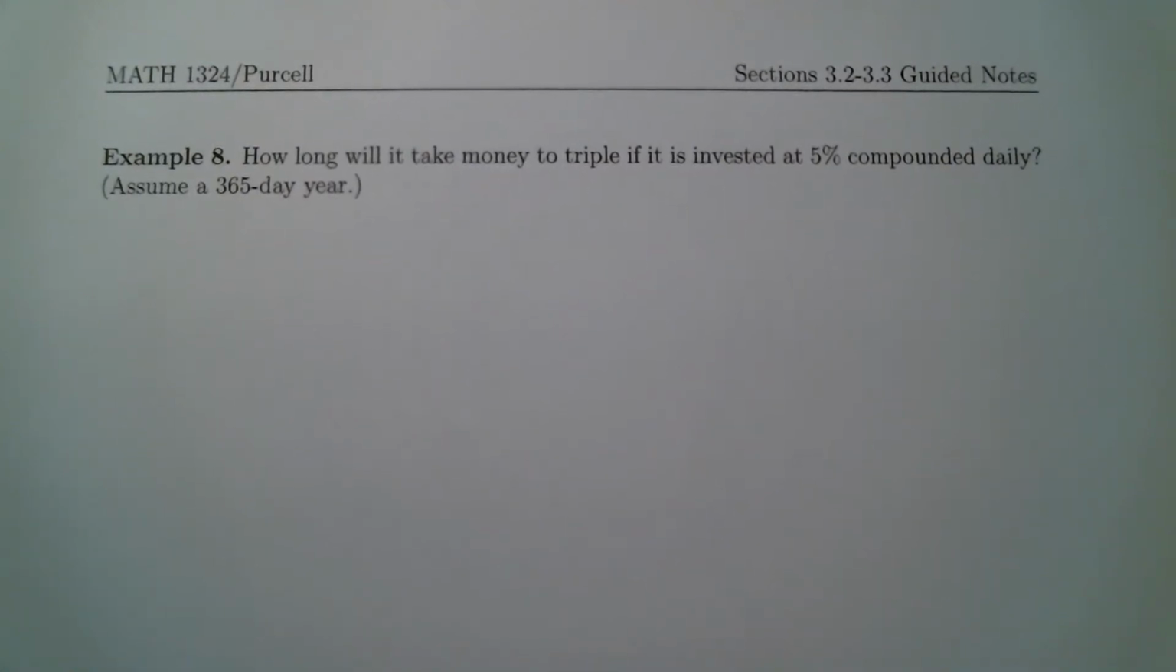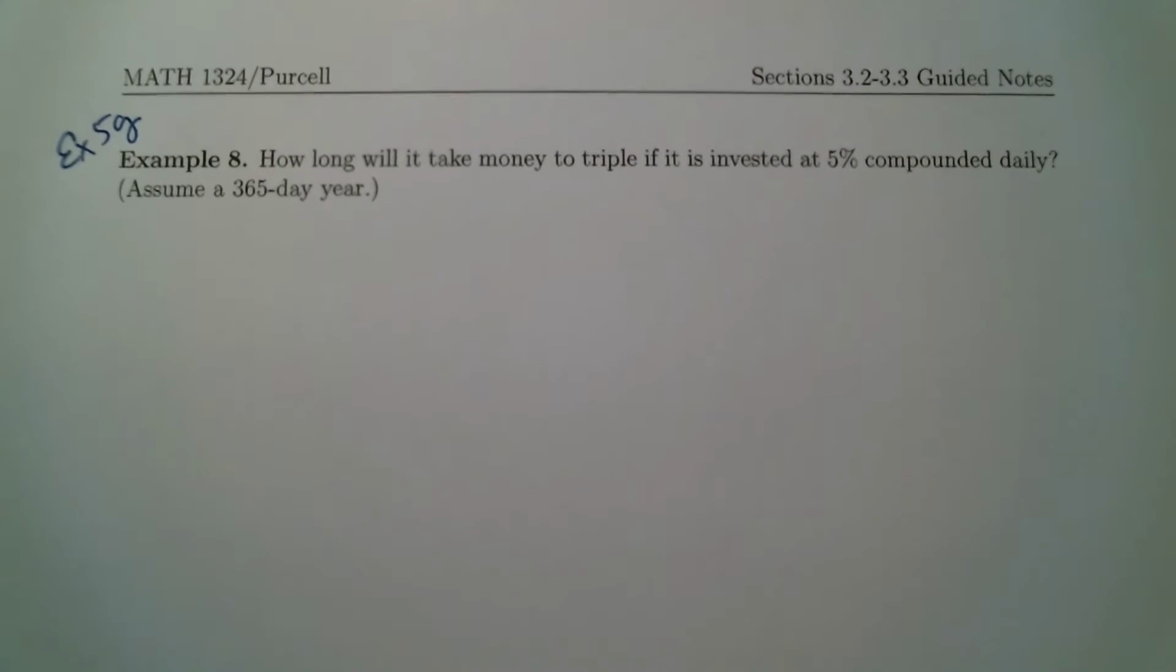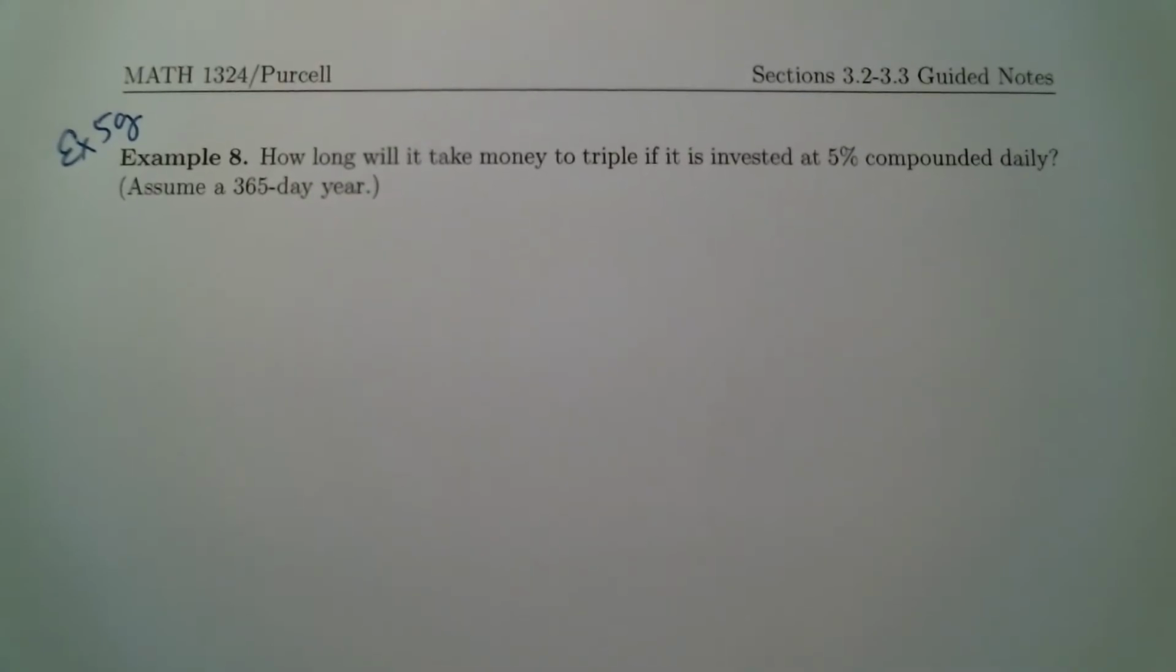Example 8. How long will it take money to triple if it is invested at 5% compounded daily? Assume a 365-day year. In example 5, this was part G. Let me write that on here. And we discussed in example 5G that this is a compound interest problem.